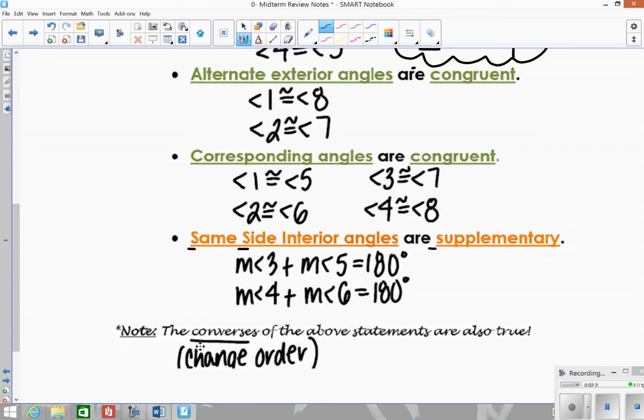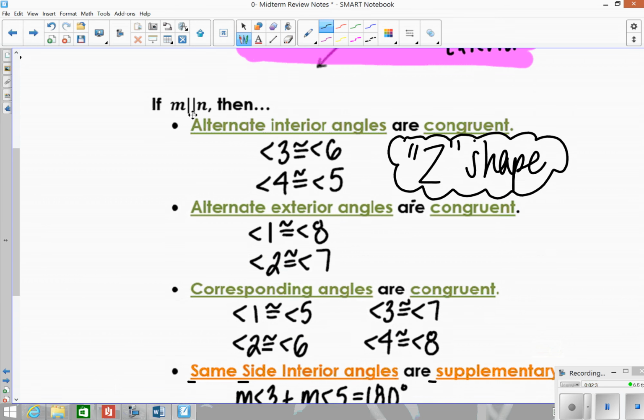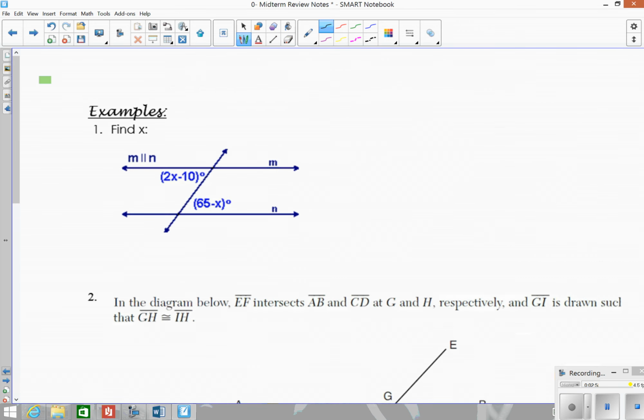The last thing here, down at the bottom, it says the converses. So if you change the order of these statements, they would also be true. So meaning if I started with the conclusion, I could imply what I was given here. So meaning if I say corresponding angles are congruent, well then that would prove that the lines must be parallel. So they go hand in hand. You can only have congruent alternate interior angles if those lines are parallel, or vice versa. So if they're parallel, then the angles must be congruent. So that's going to be something you want to keep in mind when we get to our examples.